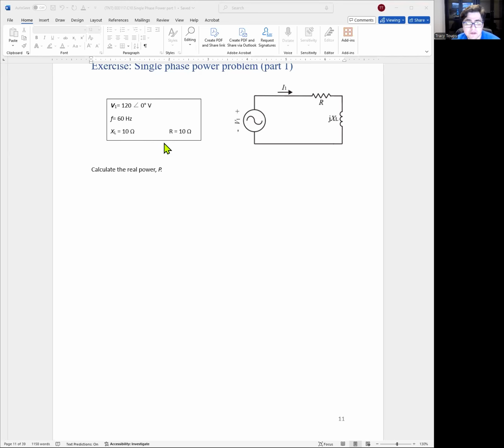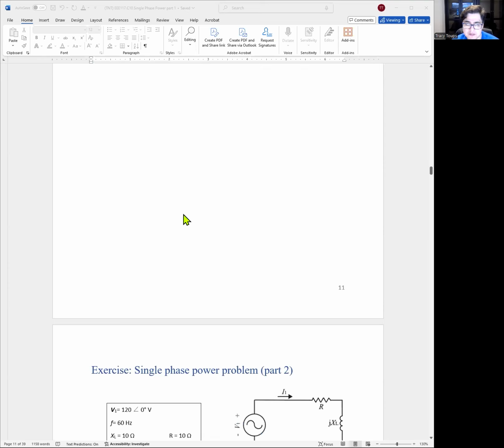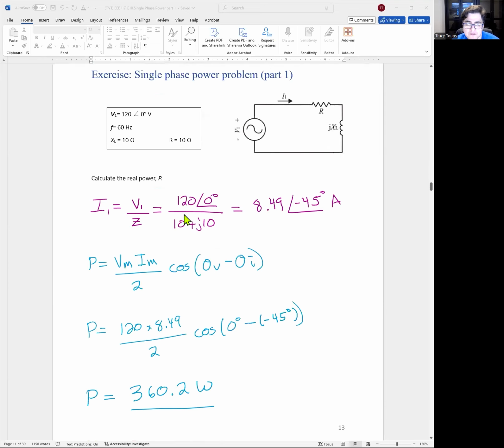Okay, welcome back from our 15, 20-minute break. Let's go ahead and check out this exercise on this chapter 10, single phase power, part 1 section. All right, so first off, we have current. Current is always V over Z, or voltage 120 angle 0 degrees divided by impedance. R and jX are in series, so we add them together. So you have 10 plus j10. Don't forget j for an inductor. It's very, very important. Number crunch, that's 8.49 angle -45 degrees amps.